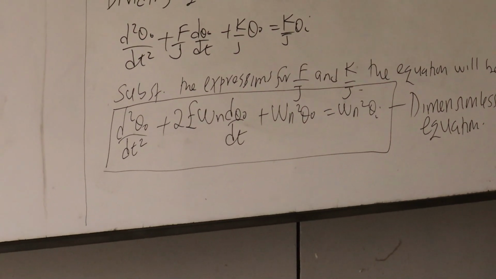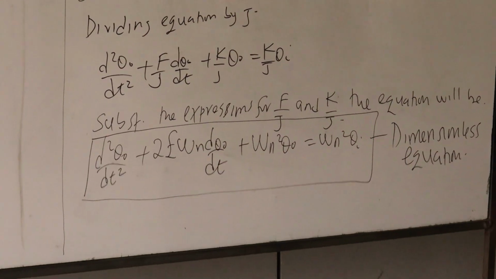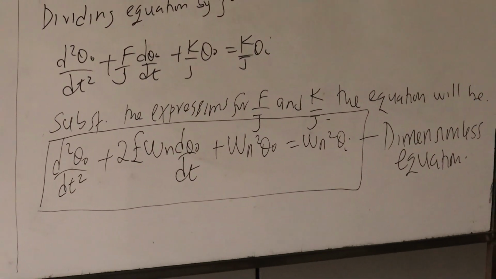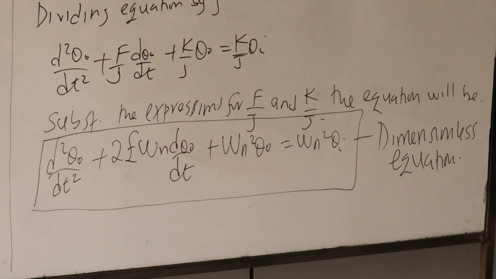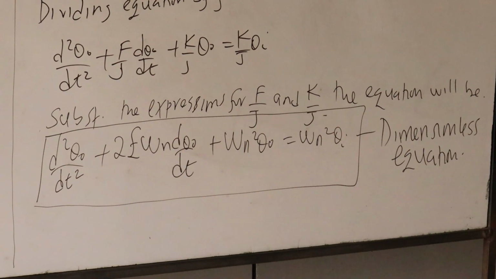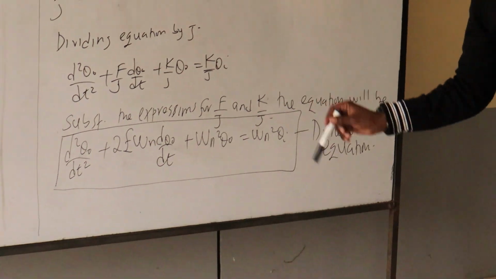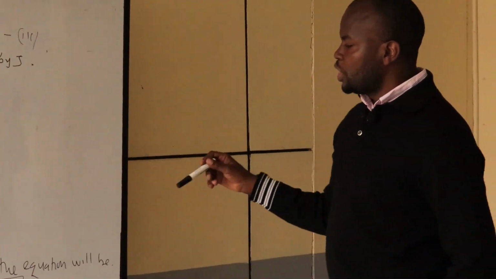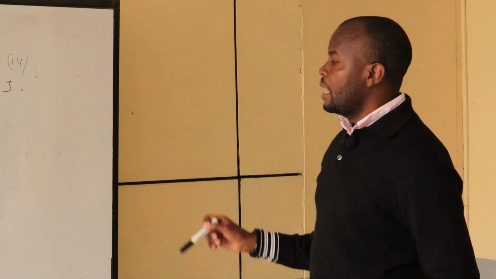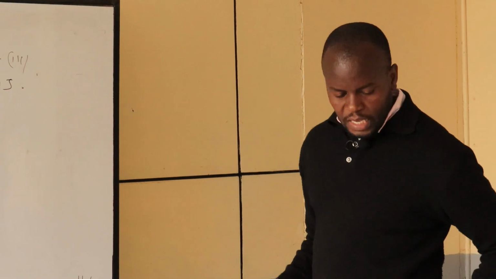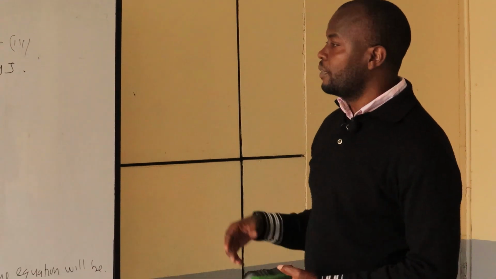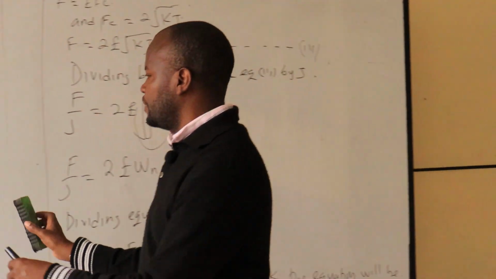So if you are given a differential equation in that form, whenever we have d dt, like in the case of d squared theta naught, then we usually know that this is in the time domain. Whenever you are given a differential equation in the time domain, it will be easier for you to solve that particular differential equation by using the dimensionless equation, as we will see in examples that we will do later on.